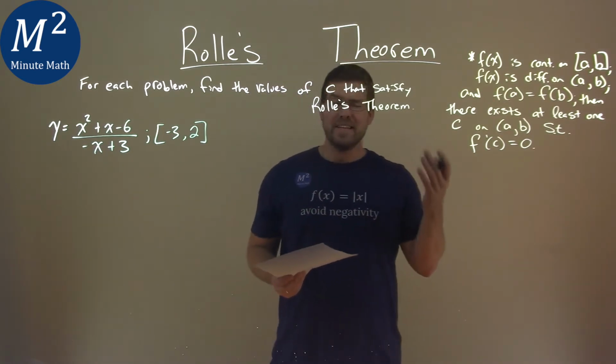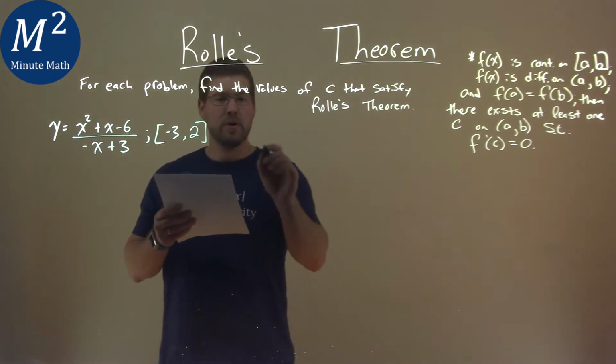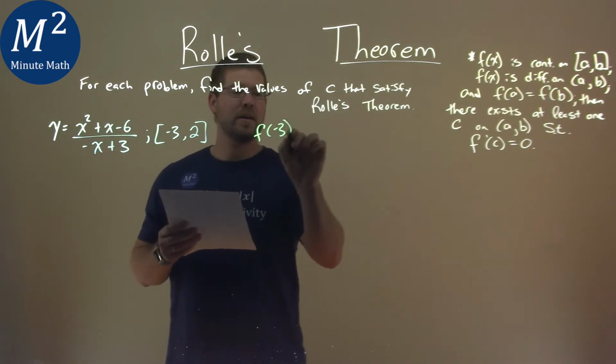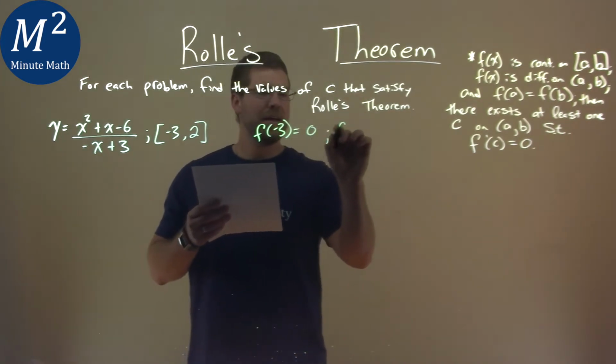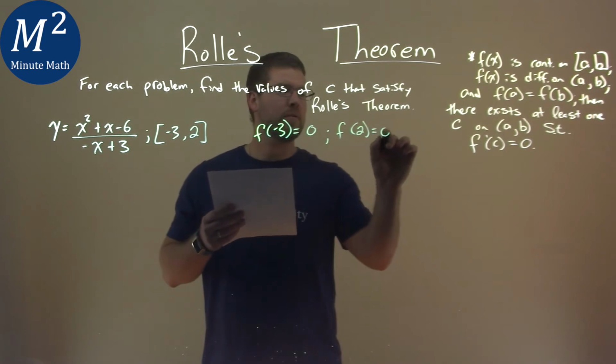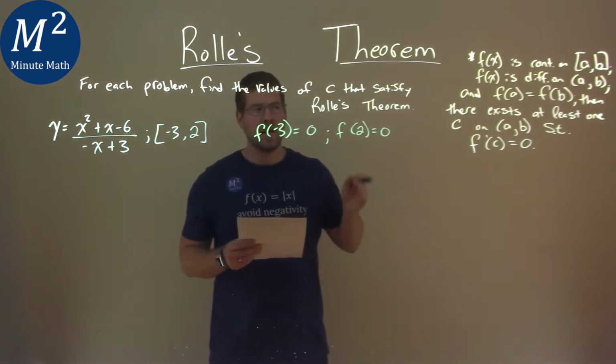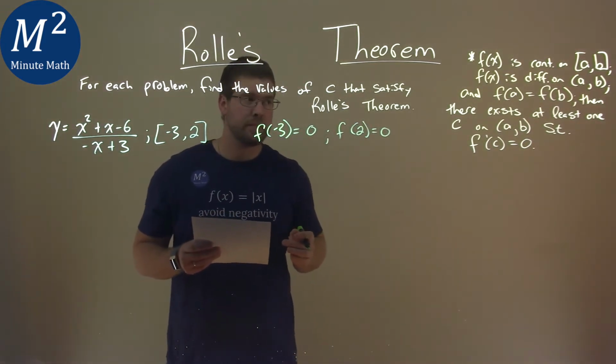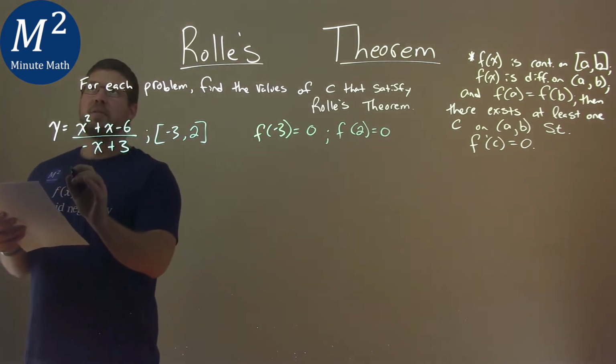F of a has to equal f of b, and I found that for you. F of negative 3 does equal 0, and f of 2 also equals 0. So we're good there. So we now can apply Rolle's theorem. So we first need to find our derivative.